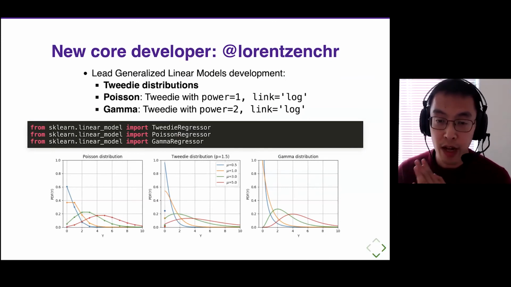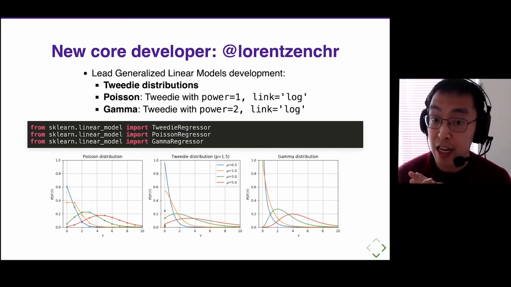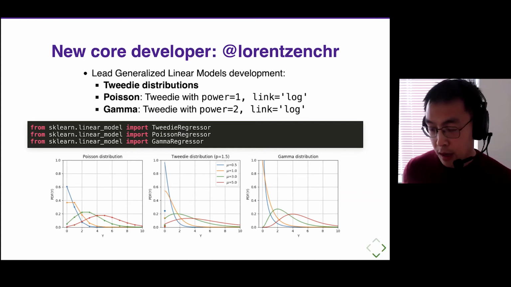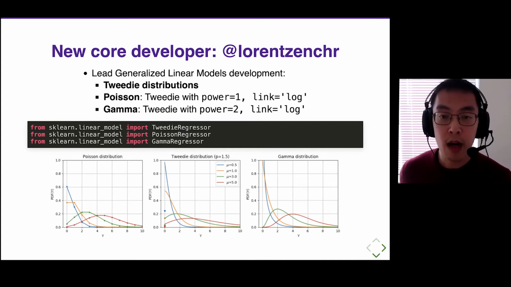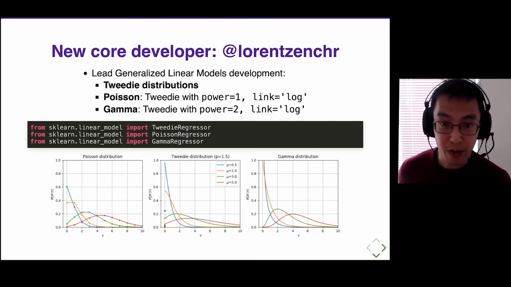Also this year, we have a new core developer. We voted in the spring. His name is Christian. That's his GitHub handle. He led the generalized linear models, which in our case are the Tweedie distributions, and we have estimators for Poisson and gamma distributions. These models are useful because they allow a modeler to target different target distributions, and each distribution has different properties, which is very useful.